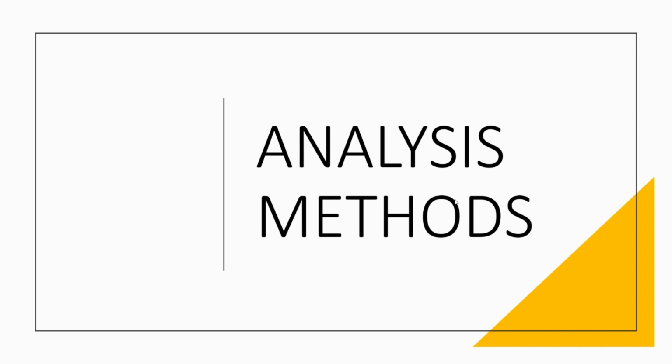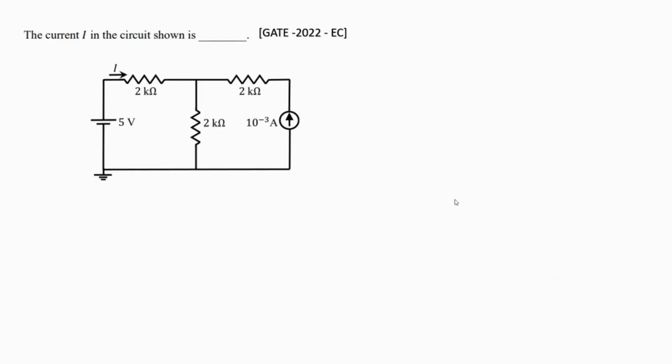In the previous video, we discussed how we can apply mesh analysis to an n-mesh network. Today, we are going to be looking at some problems related to mesh analysis, the loop current method, and also source transformation. So let us begin with this problem.